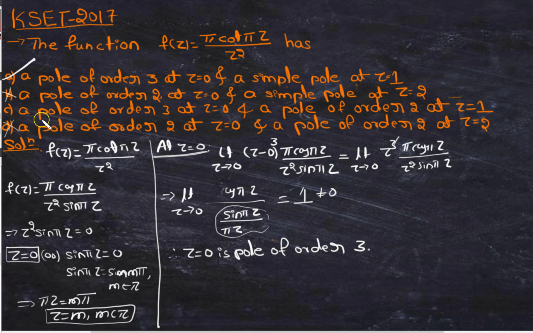And you see option 3, it is a simple pole of order 3 at z equal to 0, and a pole of order 2 at z equal to 1. This is not true. Therefore option A is the correct answer. Okay, a simple example purely based on singularity and particularly for poles. Okay, if they give any example, using that definition you can calculate whether it is a simple pole or a pole of higher order.